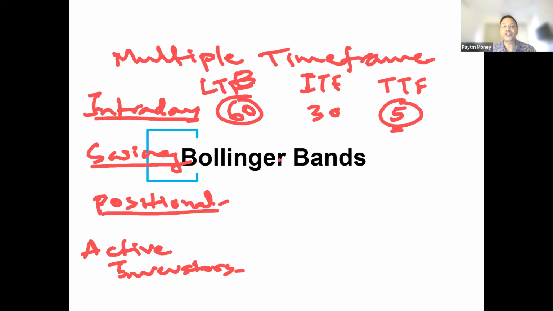Now, if you're a swing trader, or it could be positional as well, my trading time frame could be 60 minutes or say 15 minutes. Sorry, 15 minutes. I will use 15 minutes.